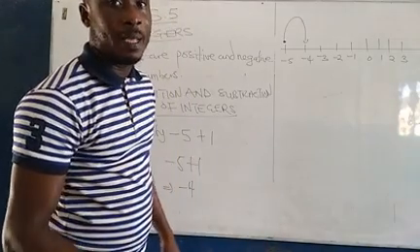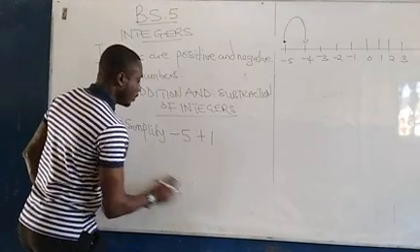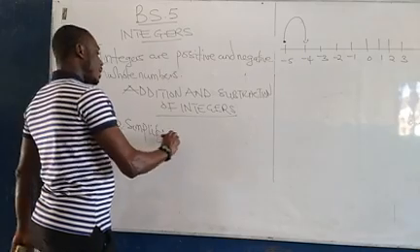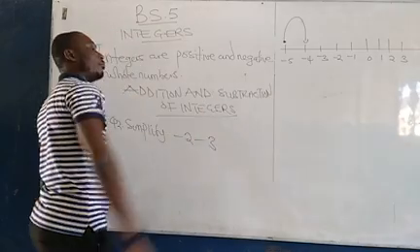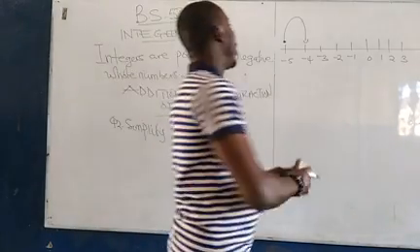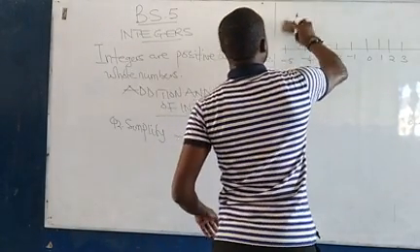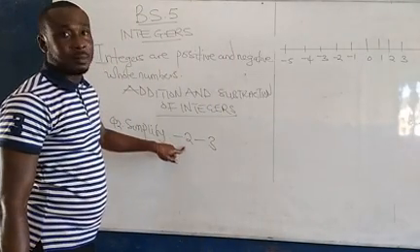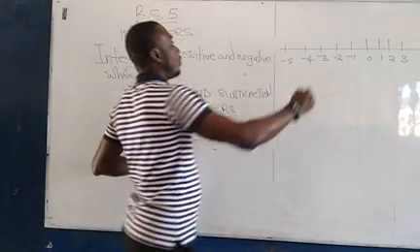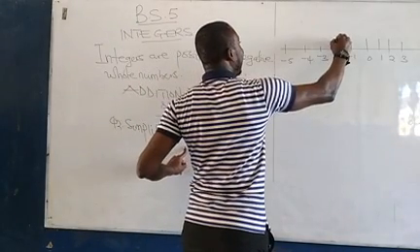Let's move on and see what of this? Negative 2 minus 3. Alright. We still have our number line there. What is the first number? Negative 2. So we are going to locate ourselves on negative 2.